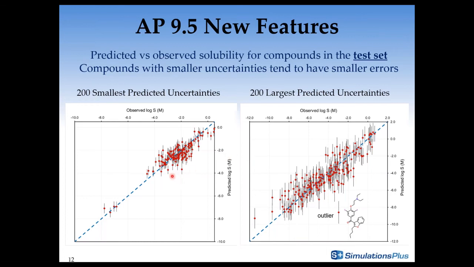Now the graph on the left shows predicted versus observed solubility for the 200 test set compounds with the smallest predicted uncertainties. On the right are the 200 test set compounds with the largest predicted uncertainties. And what you see is that the compounds with the lower uncertainties actually have lower errors. The compounds are closer to the diagonal line. Whereas on the right, the compounds with the larger estimated uncertainties also have larger errors. The points are more scattered.